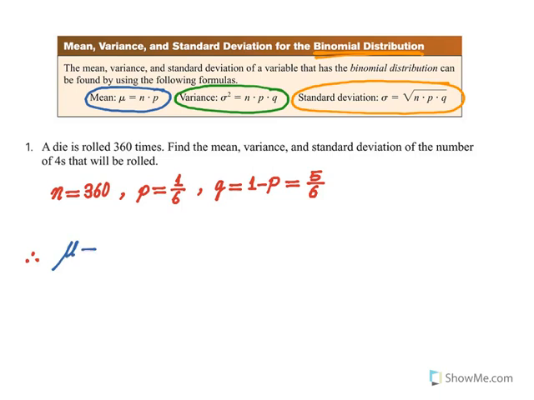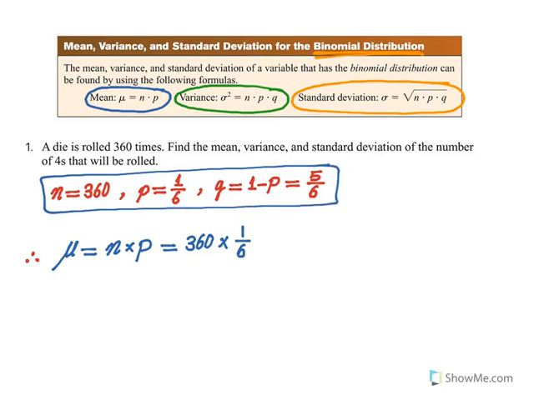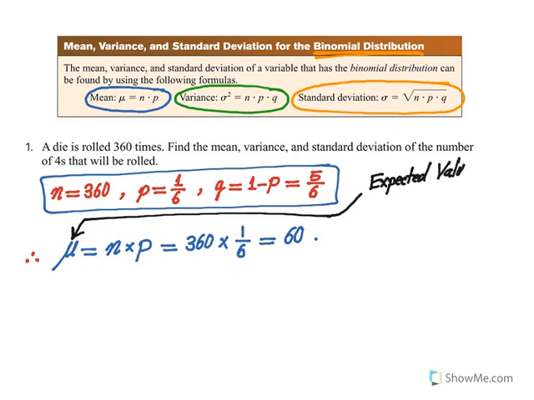Therefore, the mean mu is equal to n times p, and so it will be 360 times 1 over 6. So we have all of the information needed here, and this will give you 60. So remember also that we call it the expected value. The mean for a discrete probability distribution is also the expected value. That's another name for it. So it makes sense that we got that the mean is 60, because if you roll a die 360 times, you expect to get 60 times the 4s, that it will land on a 4, because there are 6 possibilities and 4 is one of them.